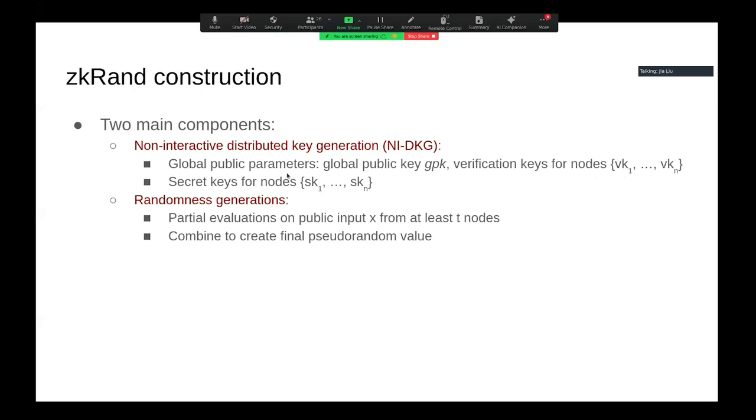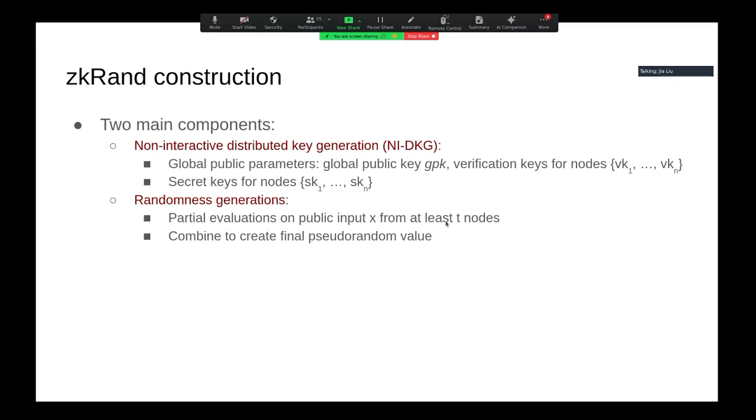Once this is set up, we can start producing the random outputs repeatedly. We can produce as many randoms as we want. To generate a random on the public input X, each participant creates a partial evaluation using the secret key they created during the DKG process. And because we have a threshold protocol, T out of n, we don't need all the n participants to generate the partial evaluations. We only need T partial evaluations.